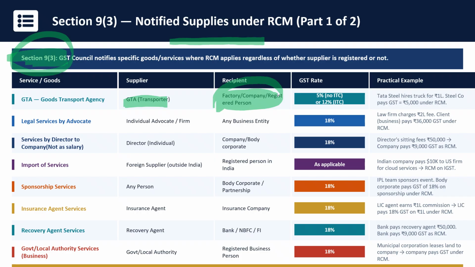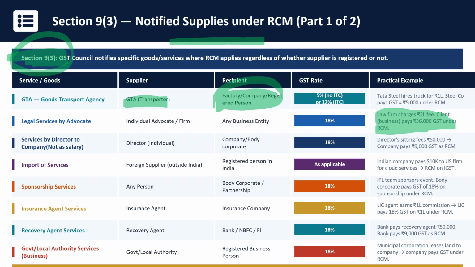If legal services are provided by an advocate as an individual advocate or in a legal firm, and the recipient is a business entity, it is chargeable under GST under RCM. Suppose one law firm charges a fee of 2 lakhs to the client for the services they provided. On that, 36,000 GST has to be paid under RCM by that recipient.